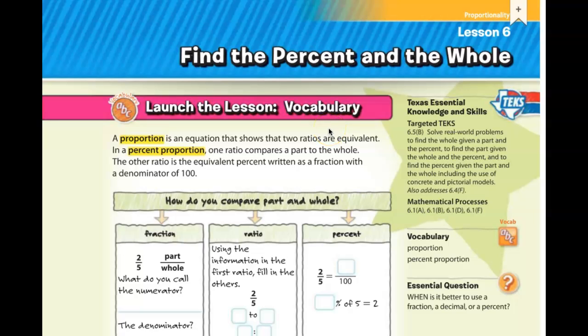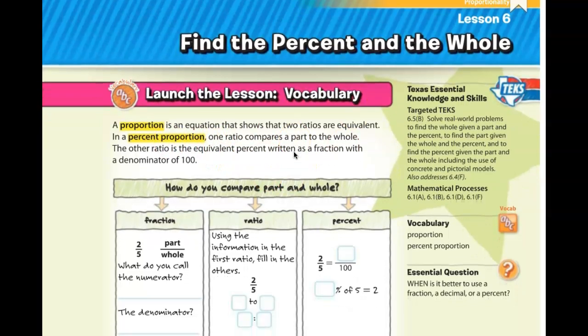This is Chapter 5, Lesson 6. It's called Find the Percent in the Whole. And this is really the same thing as we did yesterday, except yesterday we were focusing on finding the part of the whole. So let's go ahead and look a little more closely at this.